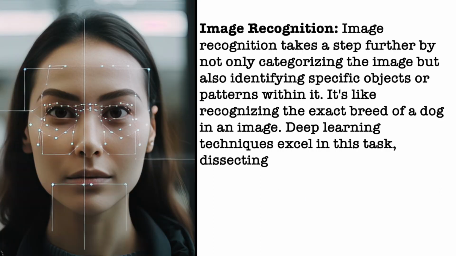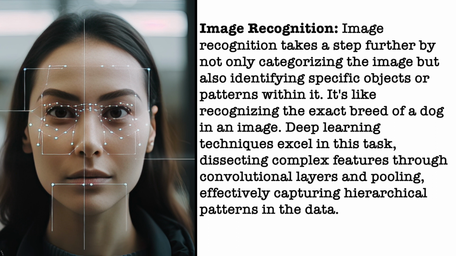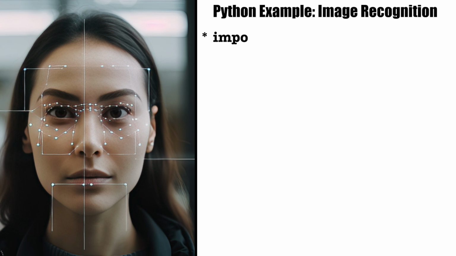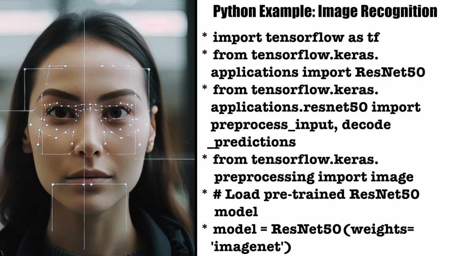Then the next one is image recognition. Image recognition takes a step further by not only categorizing the image but also identifying specific objects or patterns within it. It is like recognizing the exact breed of a dog in an image. That is one example for this topic. Deep learning techniques excel in this task, dissecting complex features through convolutional layers and pooling, effectively capturing hierarchical patterns in the data. So this is a simple example for image recognition.